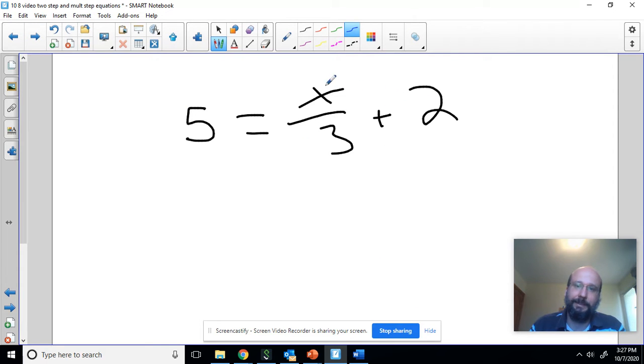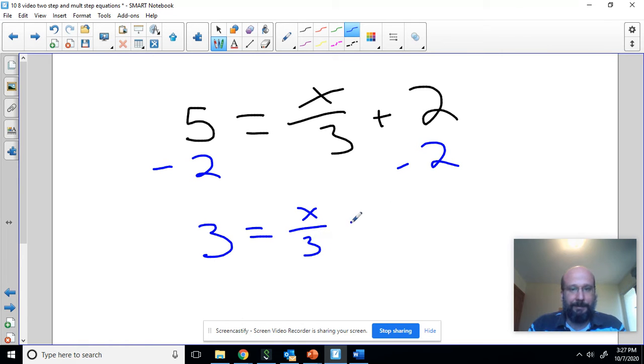Usually, again, they're solving for this x. So you want to move this 2 over, minus 2. And then the bottom number of a fraction, you're going to multiply by 3. So 3 times 3 is 9. And then this side is just x. X equals 9.